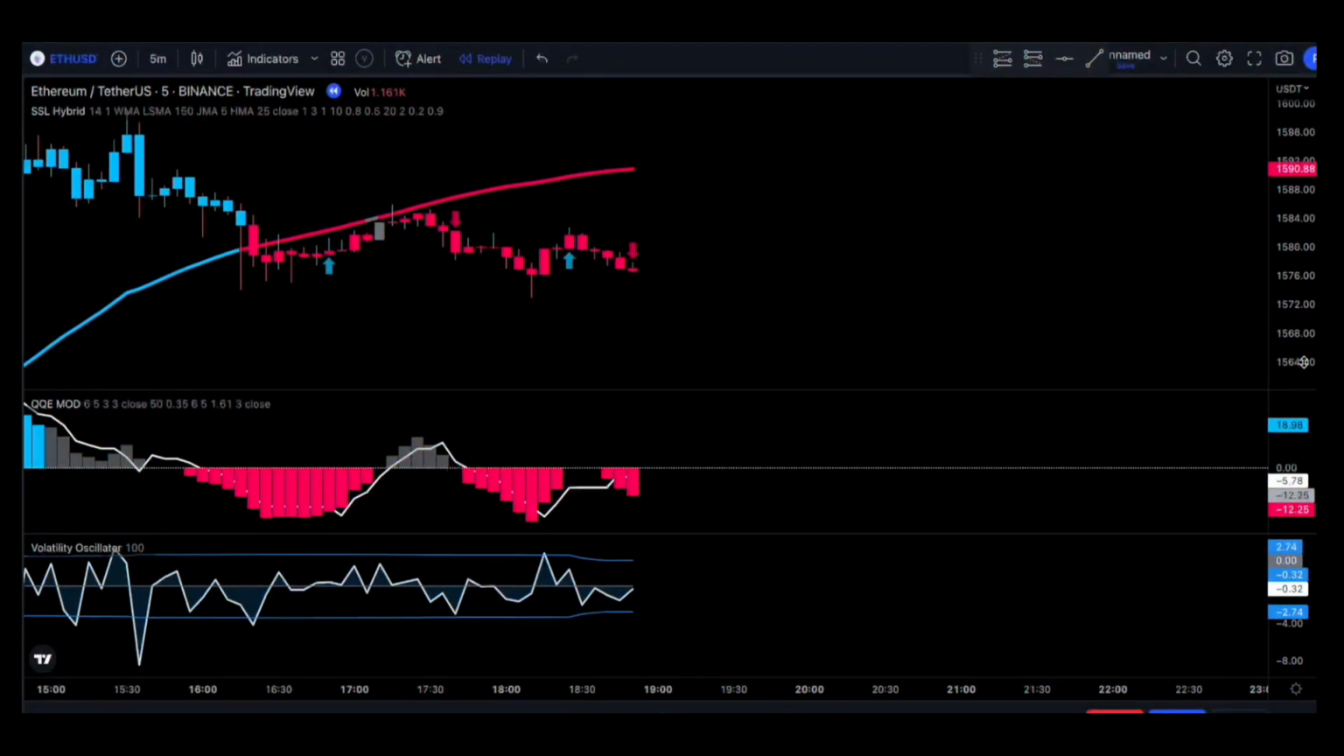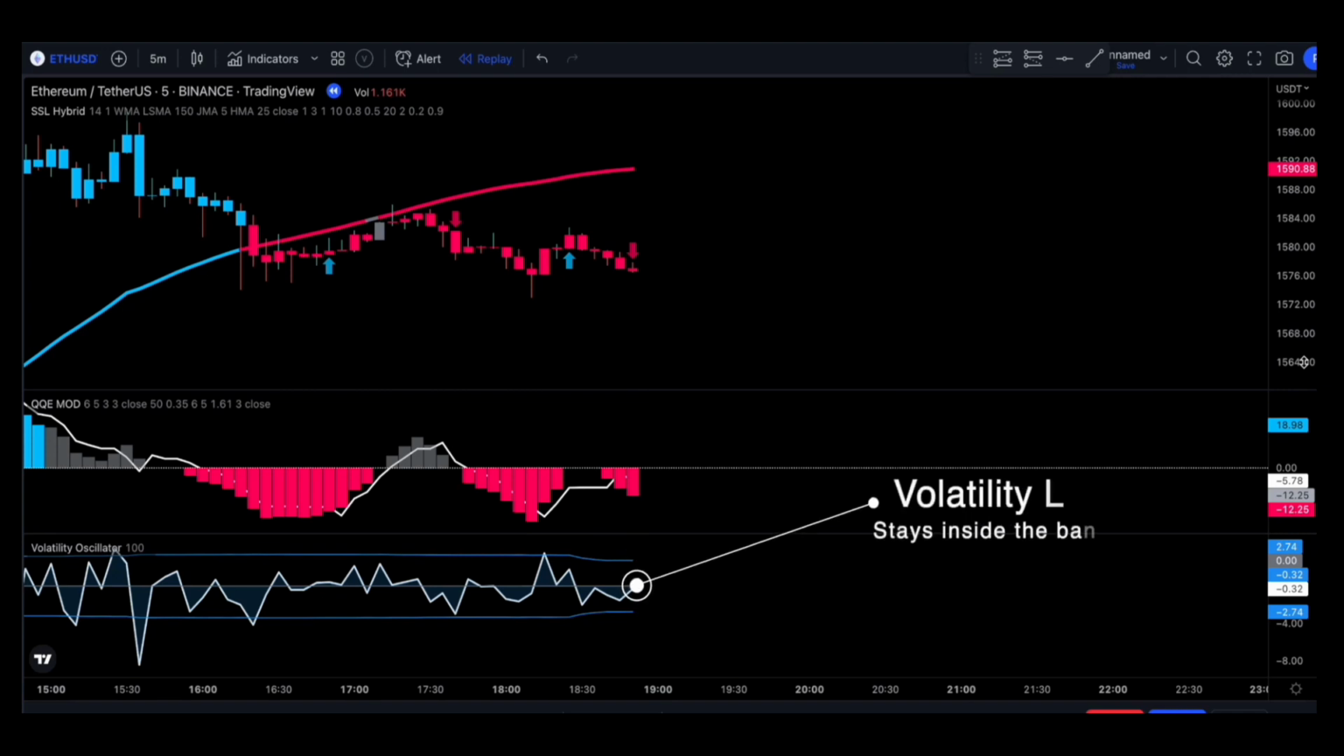For a short entry, the opposite must be true. First, a red arrow must be displayed on the chart. Second, the price bar is positioned fully below the baseline. Both the baseline and the bar are red. Third, the QQE mod bar is red. The white line is below the zero level.